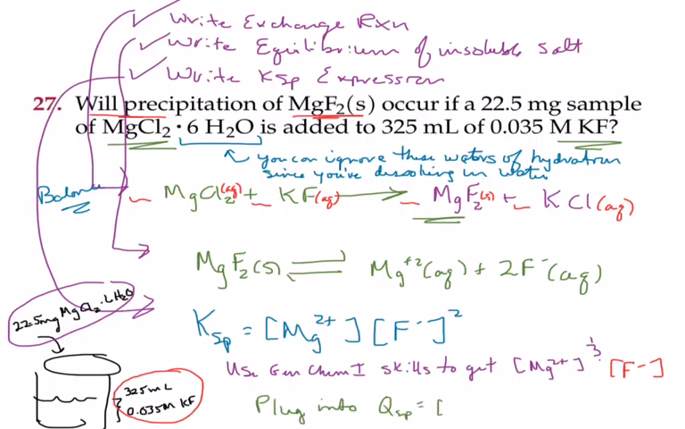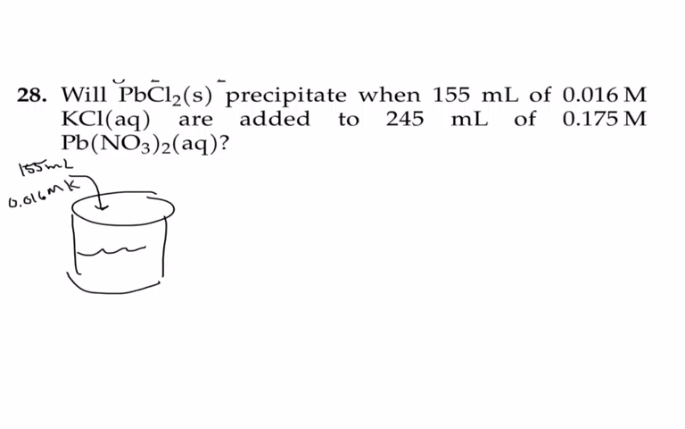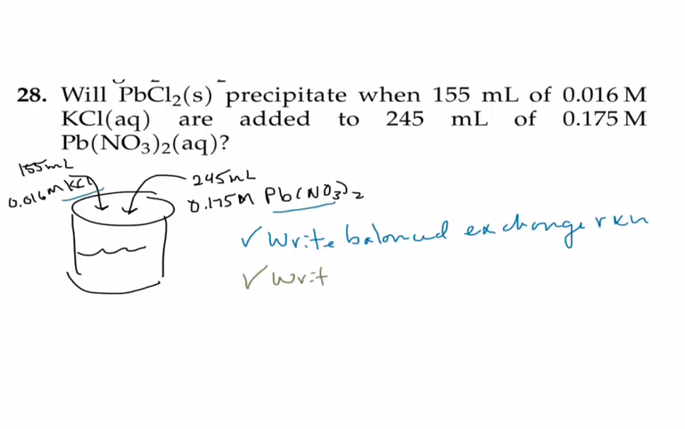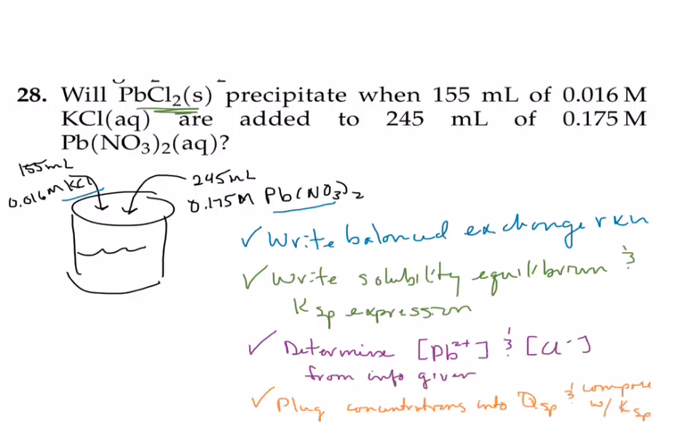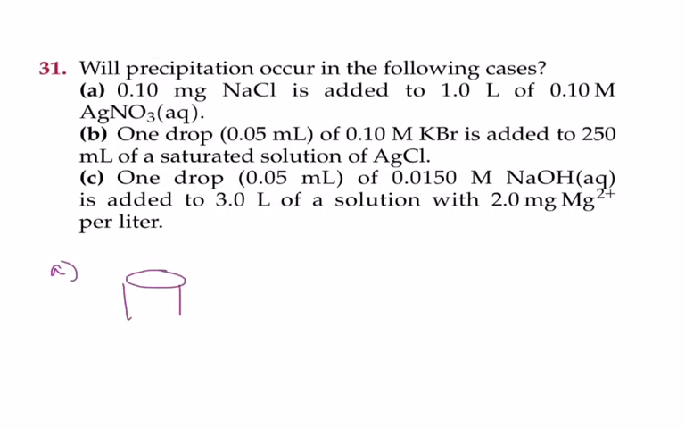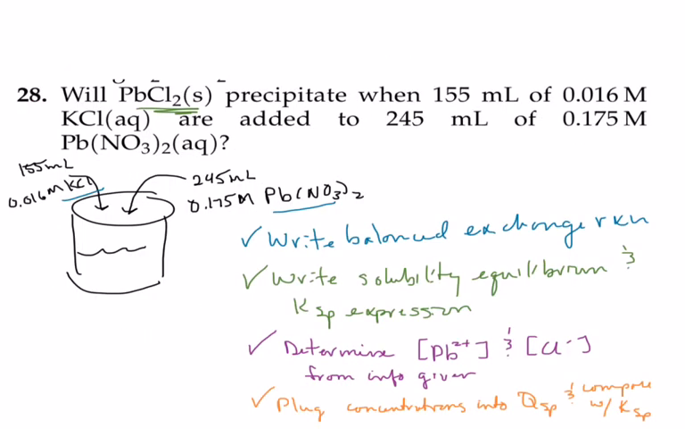Okay. Next one. Oh, almost. Plug into QSP and compare to KSP. Okay. Next one is lead-2 chloride going to precipitate out if you have this particular solution of potassium chloride, this particular solution of lead-2 nitrate? Again, write your balanced exchange reaction, write the solubility equilibrium of the insoluble salt and the KSP expression. Then you have to determine the molar concentration of lead-2 and the chloride ion, the things that are going to make your insoluble salt, plug them into a QSP and compare to KSP.